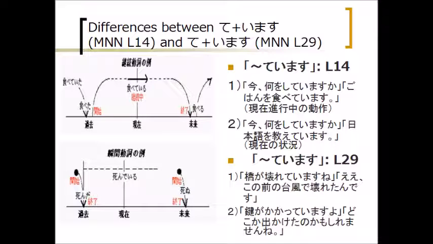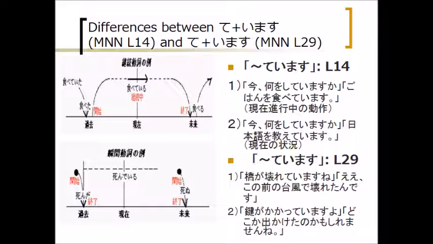Okay, what we learned in chapter 29, the ています. For example, 箸が壊れていますね。A、この前の台風で壊れたんです。2、鍵がかかっていますよ。どこか出かけたのかもしれませんね。Okay, so the ています you use for chapter 29 is with the verbs that we call 瞬間動詞ね、瞬間動詞. So 瞬間動詞 are verbs of momentum.